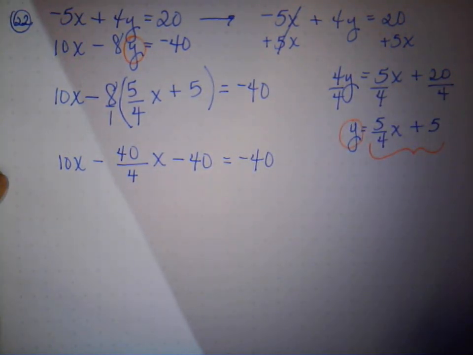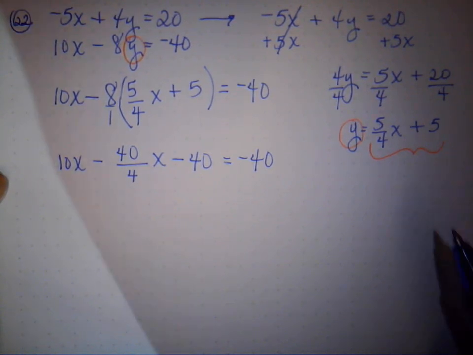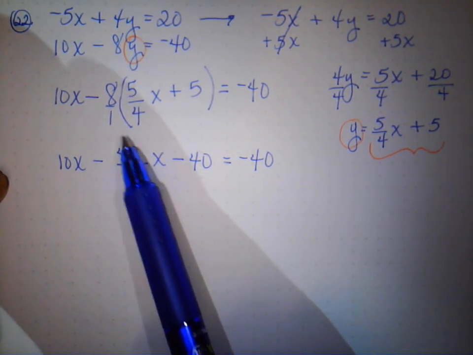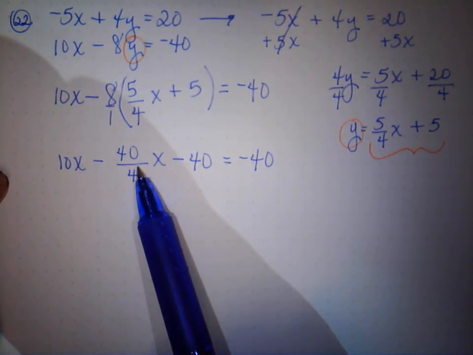How did I get what? Tajay, did you ask a question? Somebody said, how did I get something? 8 times 5 is 40. 1 times 4 is 4.